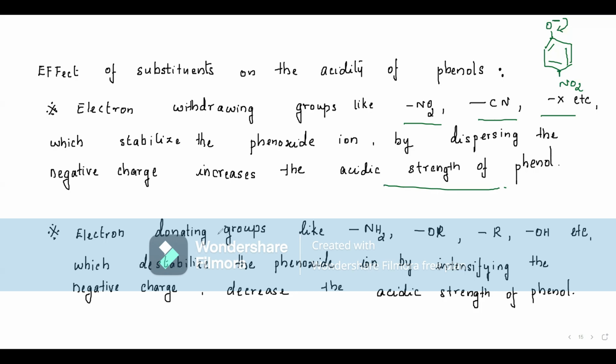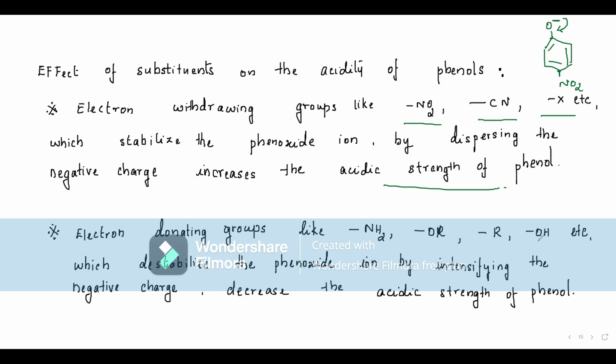Then, electron donating groups like NH2, alkoxy group OR, alkyl group R, or one more OH, and so on. All these groups are electron donating groups. They donate their pair of electrons, they push their pair of electrons towards the ring.